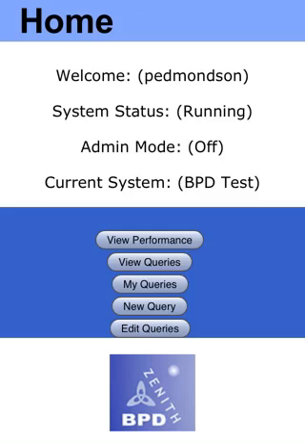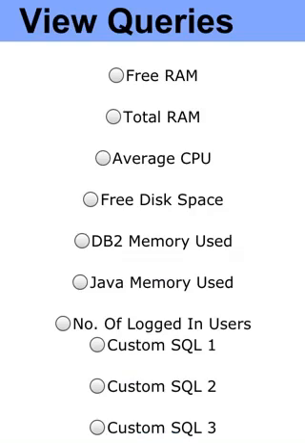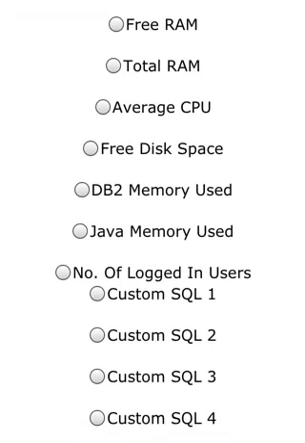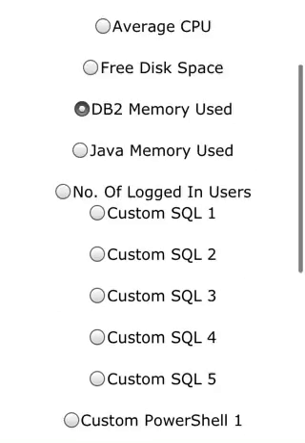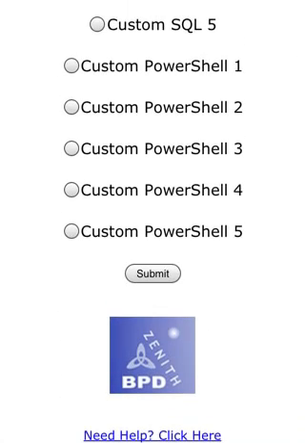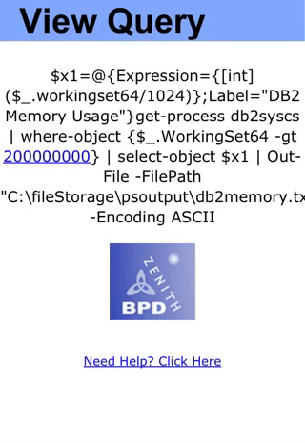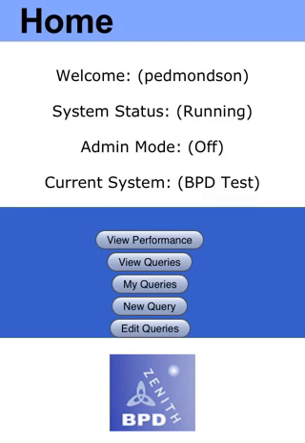We will now look at the View Queries page. On here you are presented with a lot of tick boxes where you can check only one, so we will look at DB2 used memory, and from here you click Submit and you can see the expression that is being run in the background to monitor this performance tool. This format follows the same for all of those options on the previous page. Again, click BPD Zenith to return to the home page.